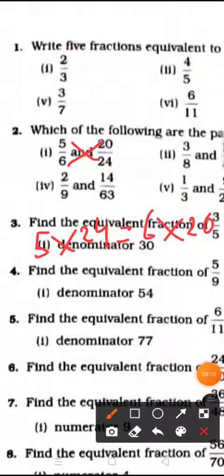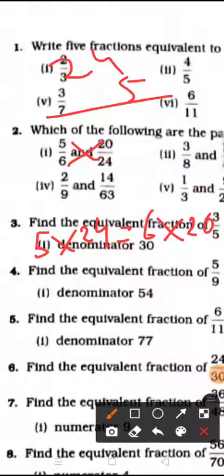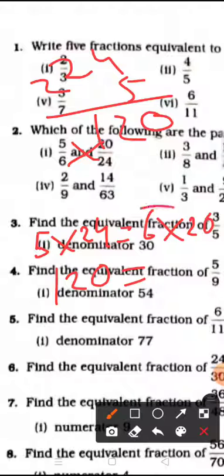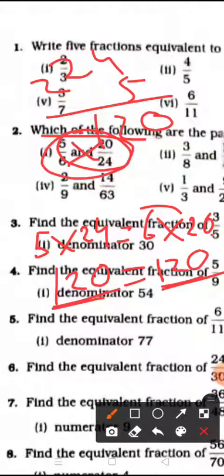So now write 24 multiply 5, how much is coming? 5 4s are 20, 120. And here 6 2s are 12 and a 0, 120. It means what you have seen, both have the same product. So these are the equivalent fractions.